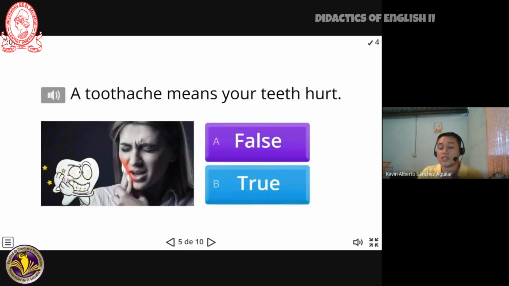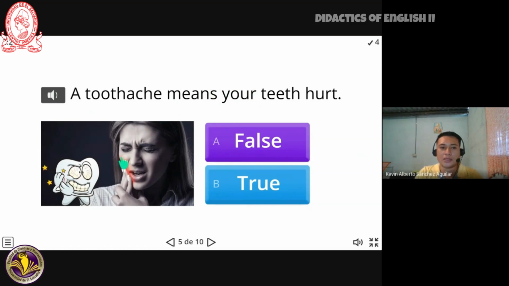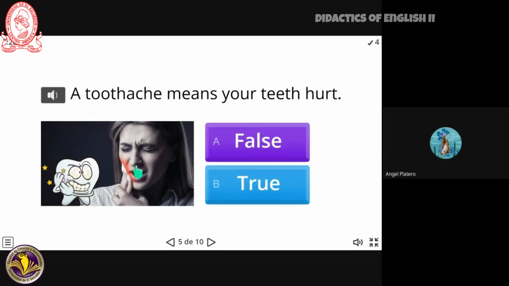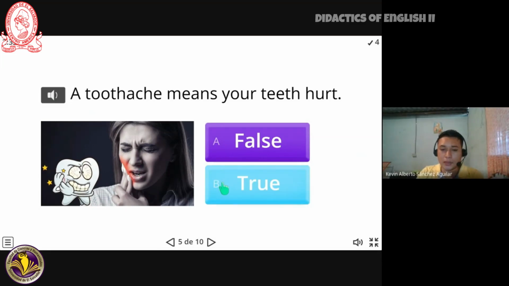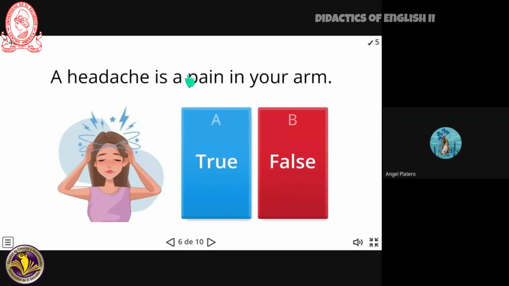"A toothache means your teeth hurt." Well, I want to encourage the others. I want also Javier to help me out. Javier, please help me out. Don't be shy. A toothache means your teeth hurt. Okay, listen. A toothache means your teeth hurt. True or false? Check out the image. True. Okay, let's see if it is true. Yeah, for sure, it is correct. It is true. Let's go with number 6.